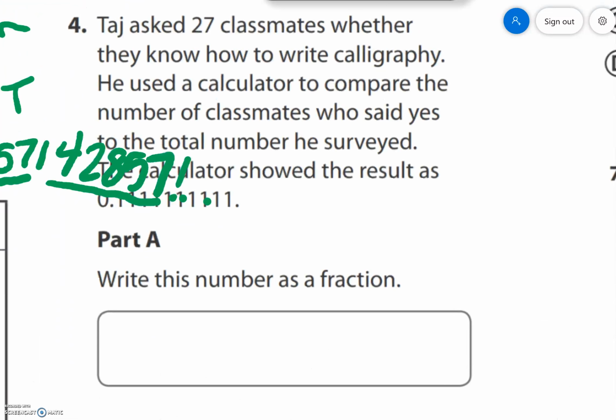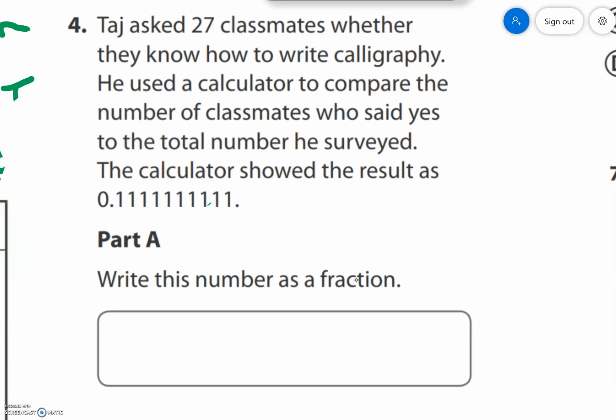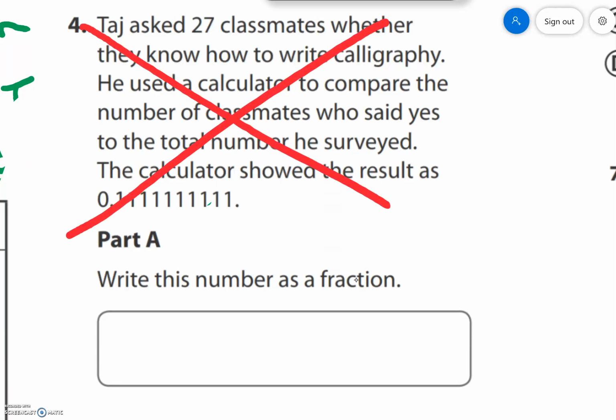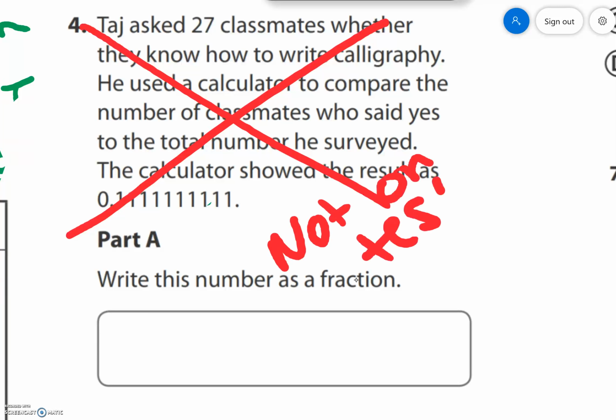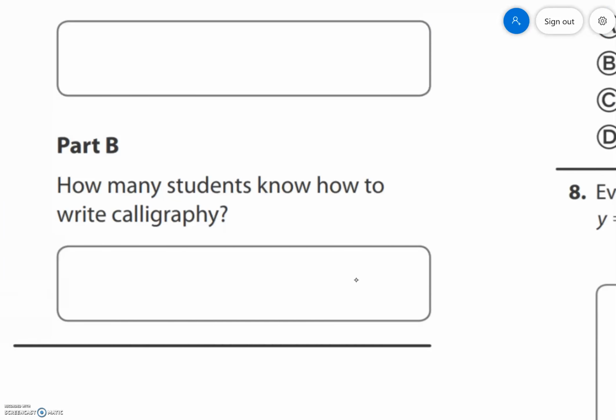Number 4. Taj has 27 classmates, whether they know how to write calligraphy. He used a calculator to compare the number of classmates who said yes. Oh, actually, just kidding. I'm not going to go over this question. We're skipping this question. It is not on your test. Sweet.